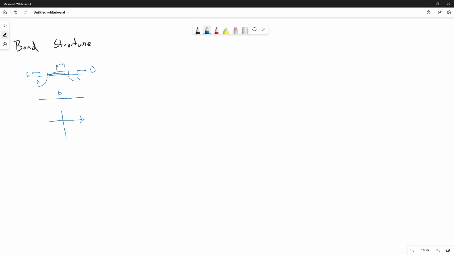What if I move in this direction? Will the material properties change as I'm moving in this direction? Of course, it will change because over here I'm at a metallic contact, I'm at an insulator here, and here I'm at a semiconductor. So there can be two kinds of band diagrams.